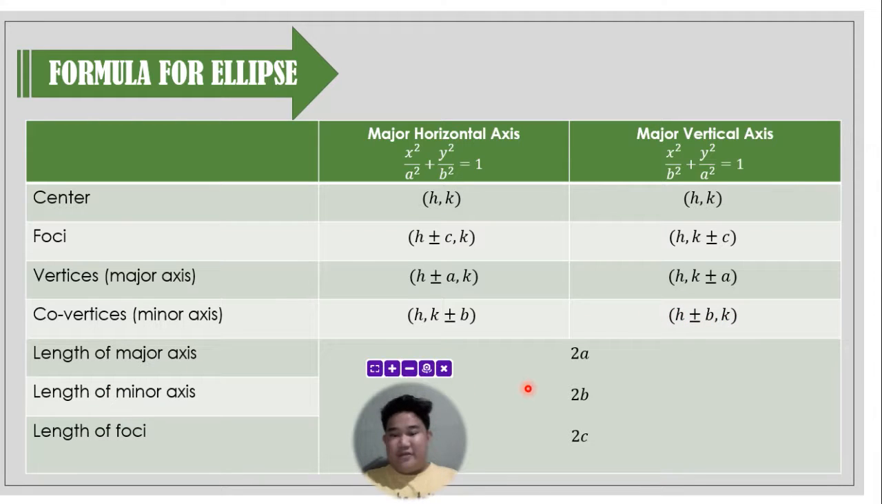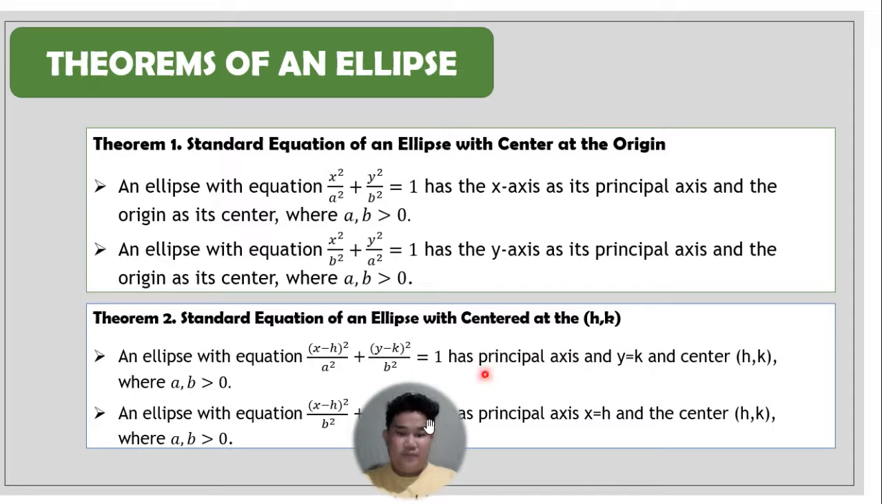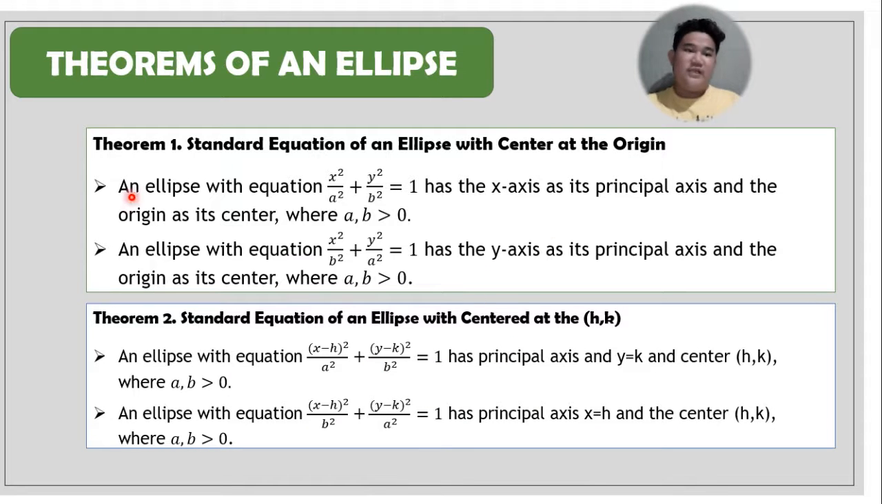And for the length of the major axis, we can use this formula 2a. For the length of our minor axis, andito ang formula na 2b. And for the length of foci, andito ang formula na 2c. So that's it. Formulas of ellipse. So we will have this theorem. Ito, parehas din yan. For theorem 1, it is the standard equation of an ellipse with the center at the origin. Pag sinabi natin at the center at the origin, our center is at (0, 0).